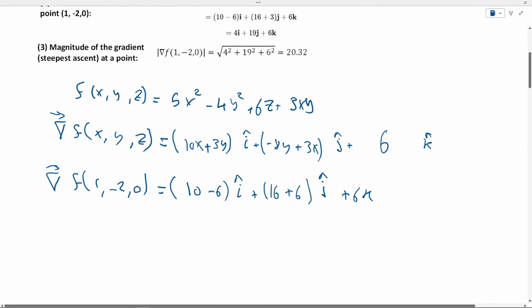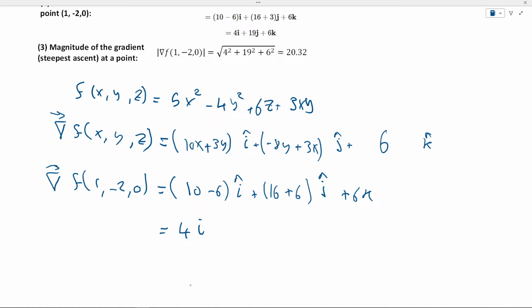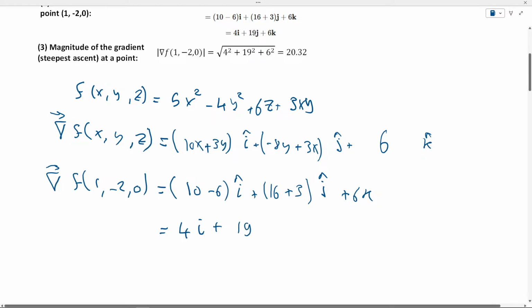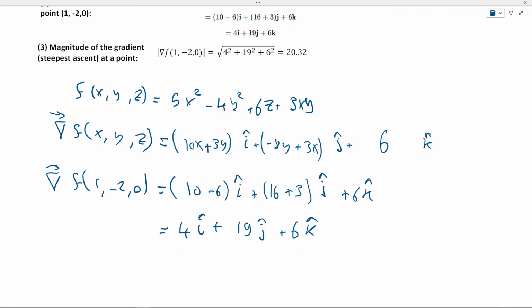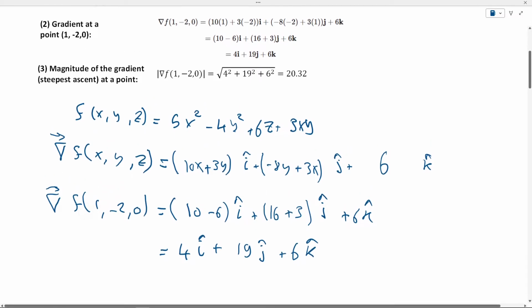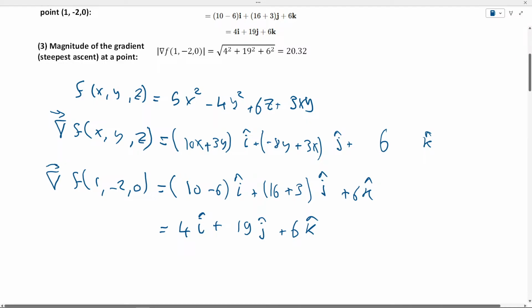So that will give me what? That will give me 4 in the I direction, plus, sorry, see, that's not a copying mistake, that's just a careless mistake. 3 times 1 is 3, plus 19 in the J direction. Forgot to put the hat here to indicate that this is a vector. Forgot to put the hat here, plus 6 in the K direction. So that's basically the gradient at this point.